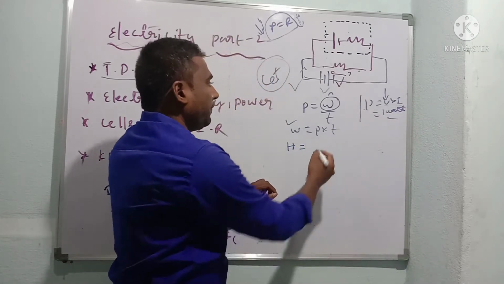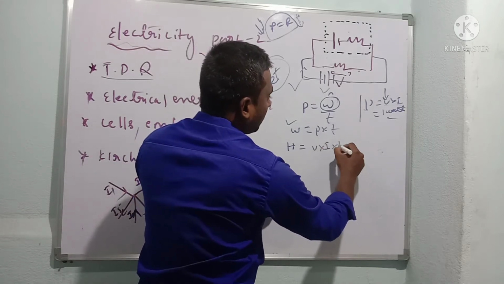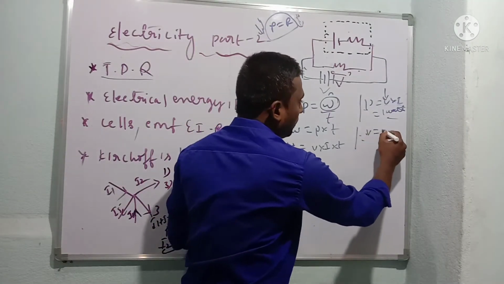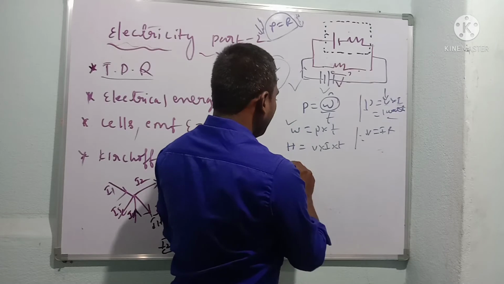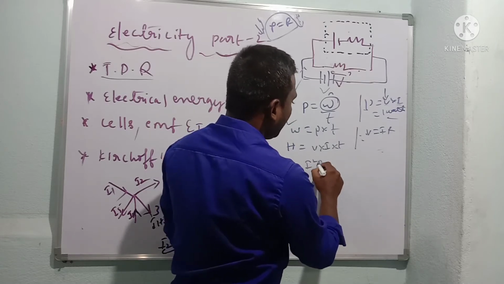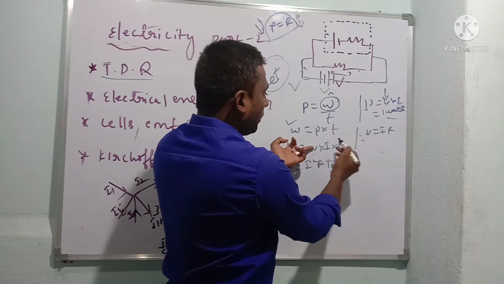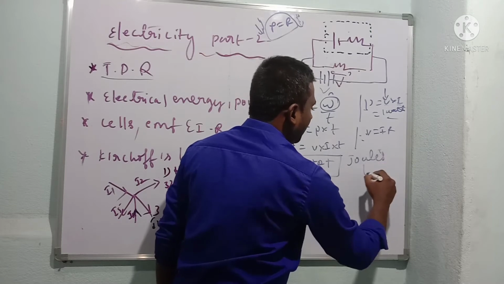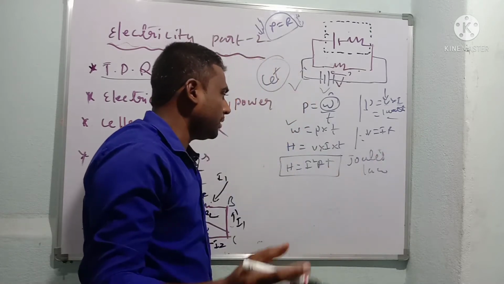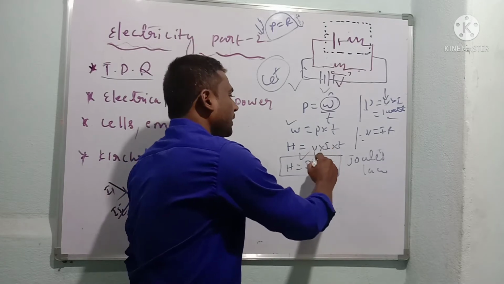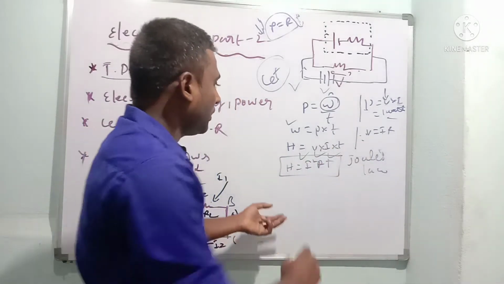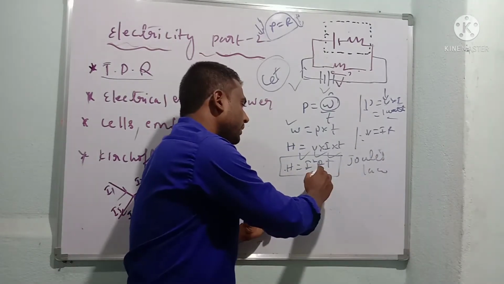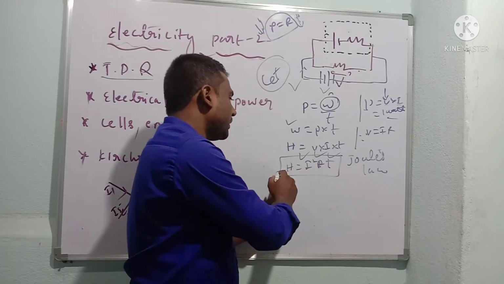Now if I substitute this, H = V × I × t, and we know from Ohm's law that V = IR. Children, V = IR. So H = I²Rt, because I × I gives I², so H = I²Rt. This is nothing but Joule's law, very important in CET, children. The amount of heat energy produced in the conductor is directly proportional to the square of current, the resistance and the time taken. So they are directly proportional to each other. If current increases, heat energy increases; if resistance increases, heat energy increases; if time increases, heat energy will increase.